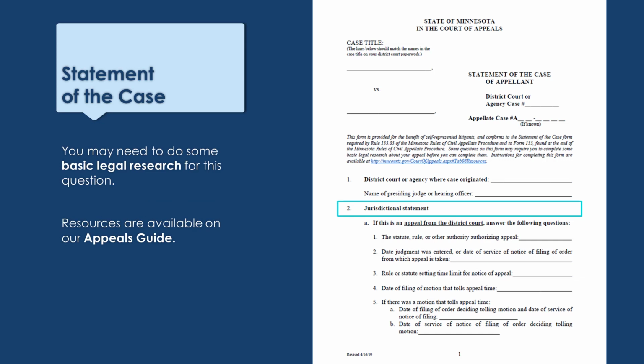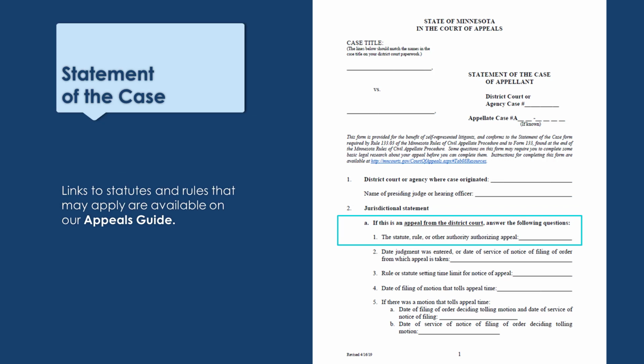Question 2 may require you to do some basic legal research. The Minnesota State Law Library can help you find statutes and court rules, but we cannot tell you which ones might apply to your situation or otherwise give you legal advice. If you aren't sure what to write, you will need to talk to a lawyer. For a civil appeal, you will only need to complete Section 2A and Section 2D.